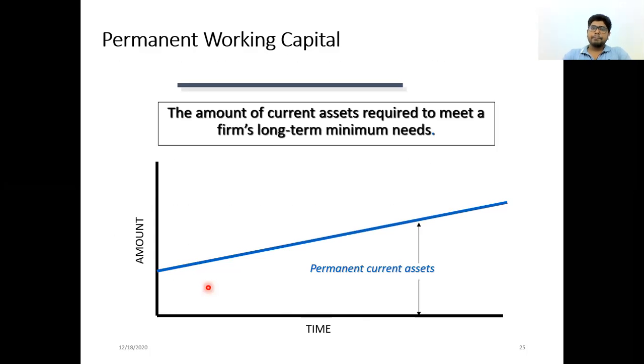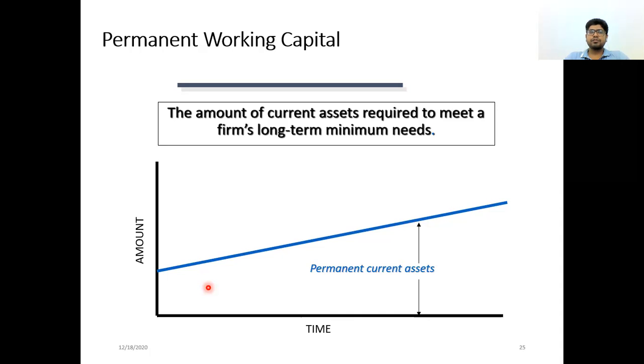Permanent working capital is the amount of current assets required to meet the firm's long-term minimum needs. So forget about the seasonal business. Say, for example, textiles. Without considering the season, in March, April, December, January, they have to maintain a minimum amount of inventories, cash in hand, and customers, right? For that, they need a certain amount of investment in current assets.